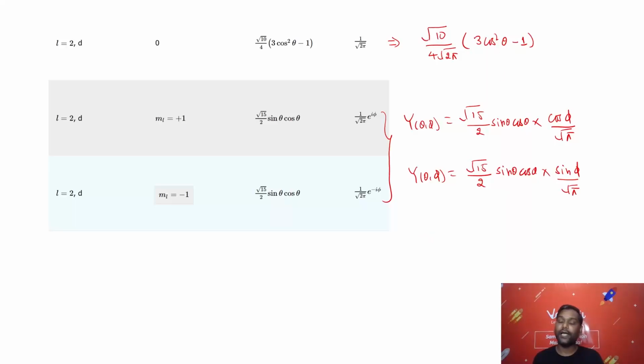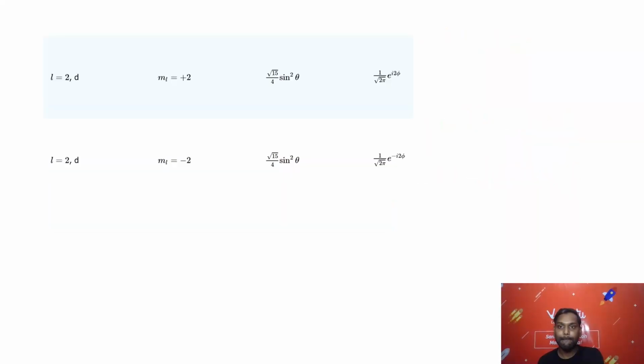So these are the angular wave functions of the 3d orbitals. First one this, second one this, third one this. Please notice that we are not able to calculate the angular wave function for non-zero ml values using one of the ml. We are using the combination of both the ml to get the angular wave function. For plus minus 2 also I will have to use this combination, because it will be cos 2 phi plus I sin 2 phi and cos 2 phi minus I sin 2 phi.